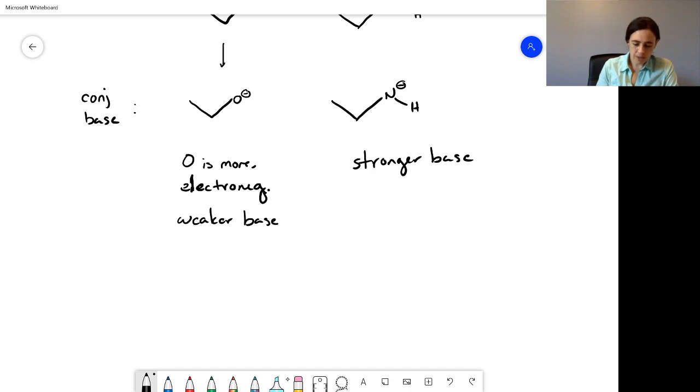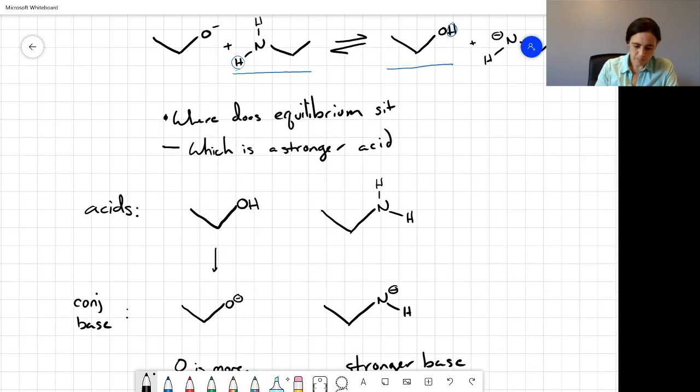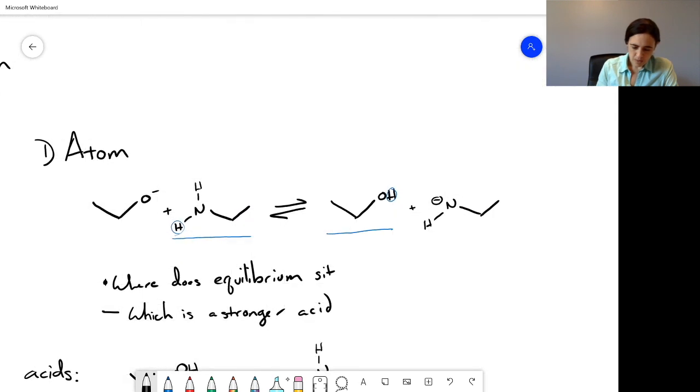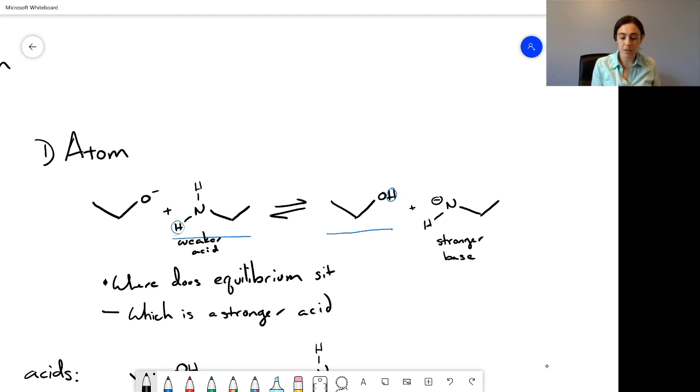So if we go back and look at our equilibrium now, if this is a stronger base, that's going to make this a weaker acid because it doesn't want to give up that proton, because if it does give up that proton, it's going to become unhappy with that negative charge. Whereas the oxygen is like, well, I like the proton, I don't really want a charge, but I can take it, right? So this is going to be the stronger acid.